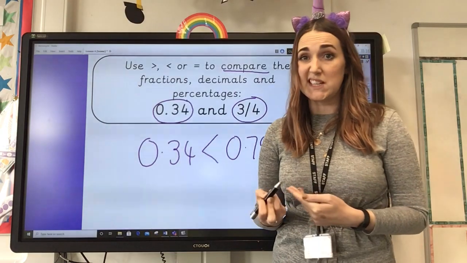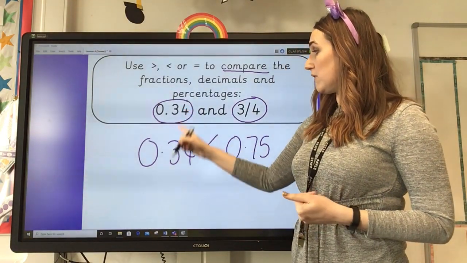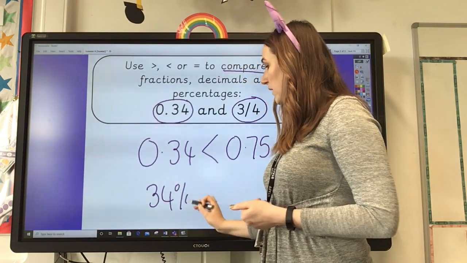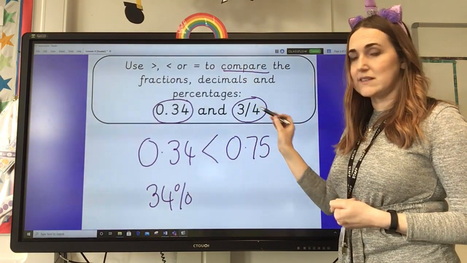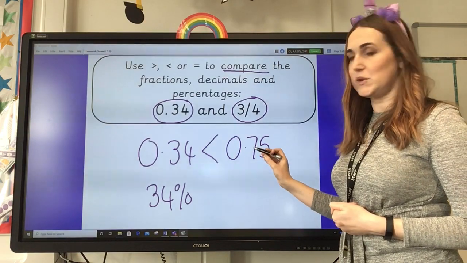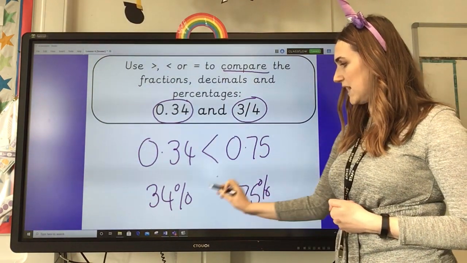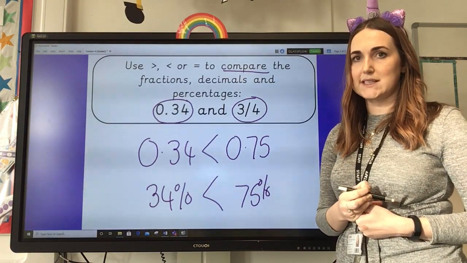Now, if I was doing it as percentages, we can see that 0.34 would be equal to 34%. And 3/4, if it's 0.75 as a decimal, it's going to be 75%. And as you can see, that symbol still remains the same.